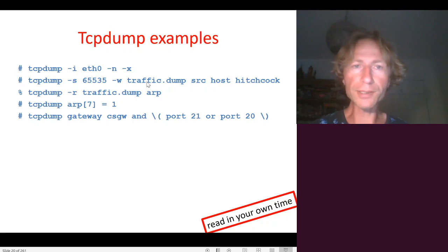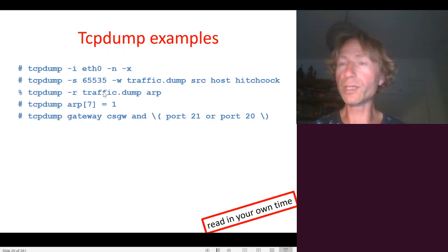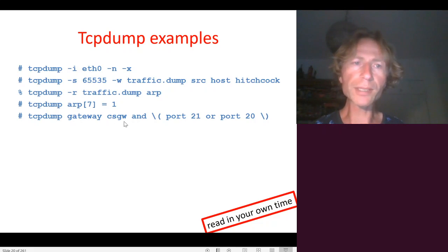Here we actually process that dump file as if we're doing just network sniffing, and we're looking for all the ARP traffic in the dump file. Here we look at a particular byte in an ARP packet. Here we look at the traffic where the source or destination is this gateway, and it's port 21 or port 20, so FTP related traffic. Now there's a ton of other things that you can do with tcpdump. It's very powerful, but I'll leave that up to you to study yourselves.